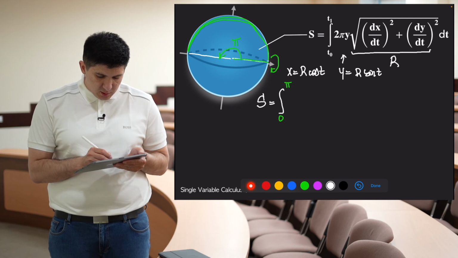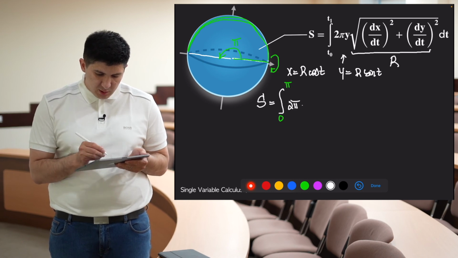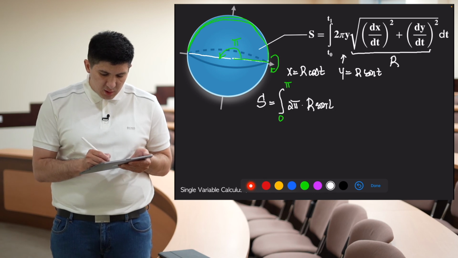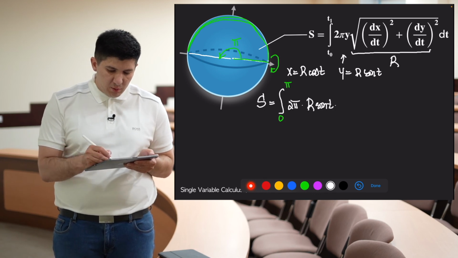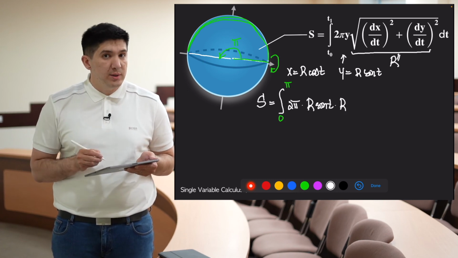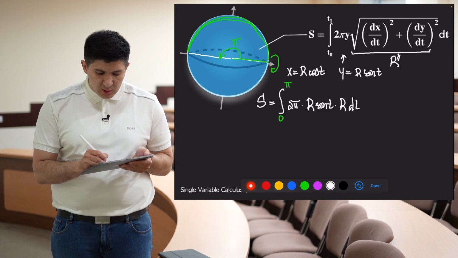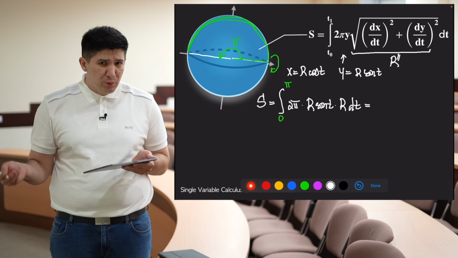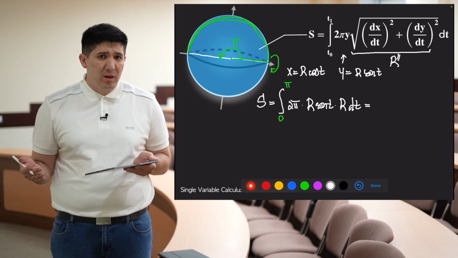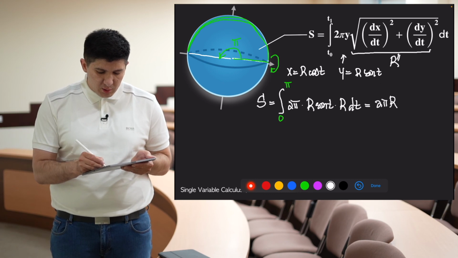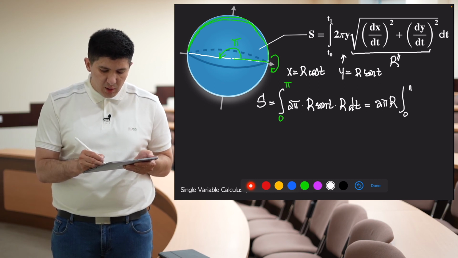So I'm just going to substitute this. It's going to be 2 pi times y, and y here is equal to r times the sine of t. Multiply this term, all of this term from the square root is simply going to be equal to r, surprisingly, and multiply it by dt. We have to integrate this with respect to dt. So 2 pi r squared are the constants. I can take them out of the integration. It's going to be 2 pi r squared, then integration from 0 to pi of the sine of t dt.